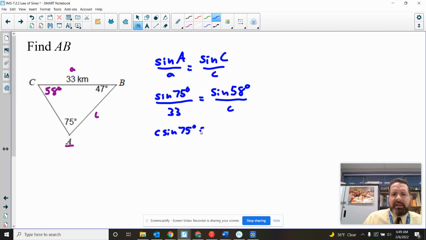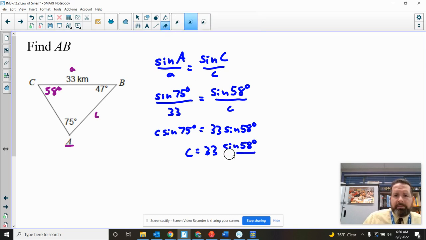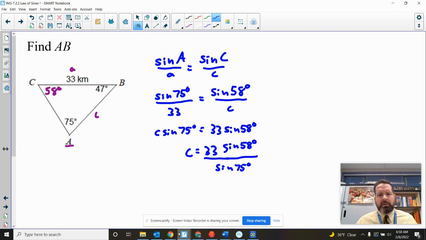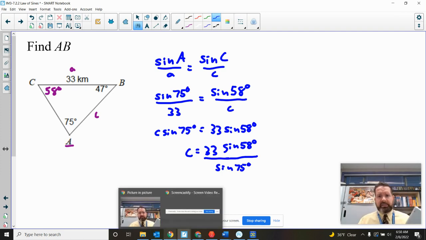So cross multiply, and then a division. Actually, let's make that go all over sine of 75 degrees. Just going to use my handheld calculator so I don't switch back and forth between screens.